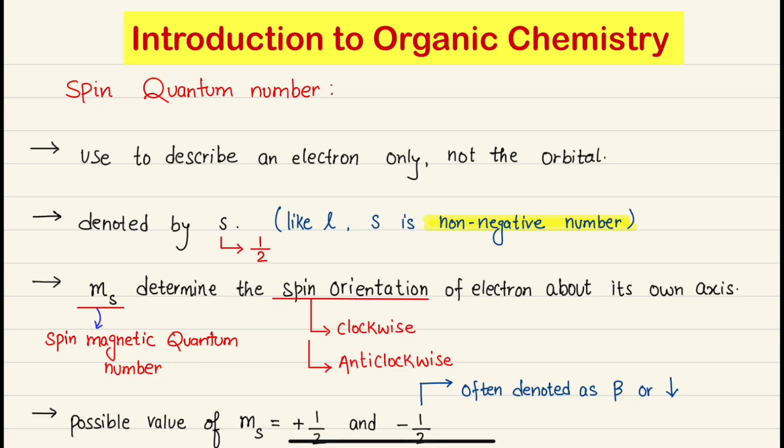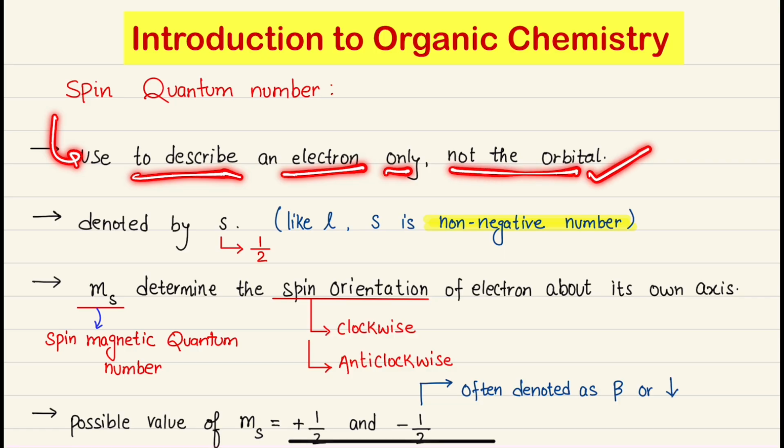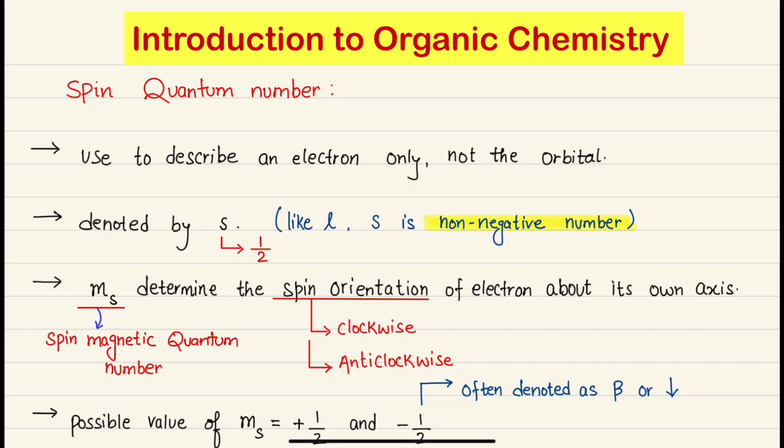Now, the spin quantum number. It is used to describe an electron only, not the orbital. This word is very important: not the orbital. It means the spin quantum number is used to describe only electrons. Now the second point is the spin quantum number is denoted by S, right?